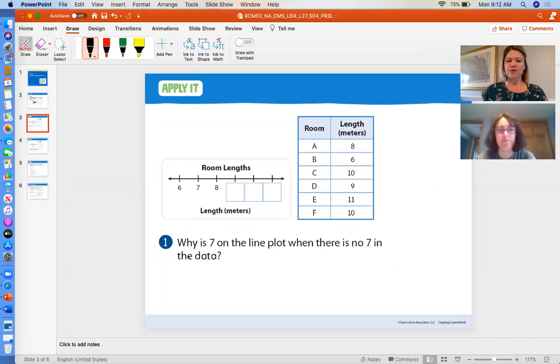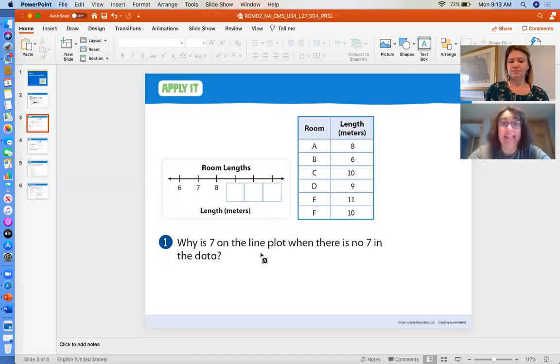Number 1 says, why is 7 on the line plot when there is no 7 in the data? So if we were going to be making our x's, we would not put an x for 7 because why? There isn't. There are no 7. So why did we have to include 7 on the line plot? Well, we have to include all the numbers in between our shortest number and our longest number. We have to include those whether there is any or not.